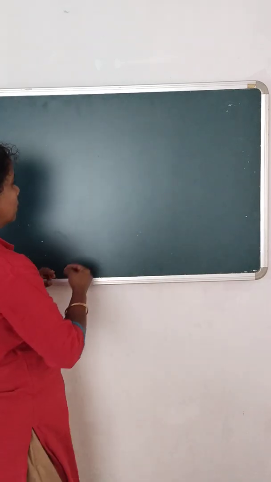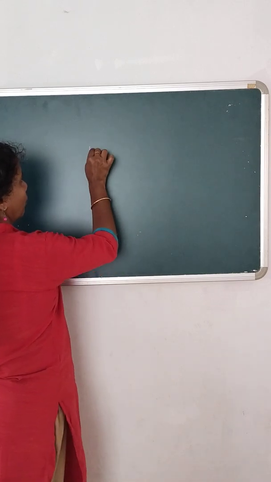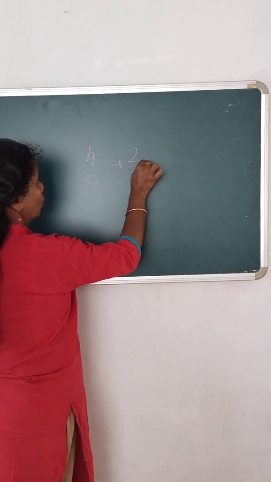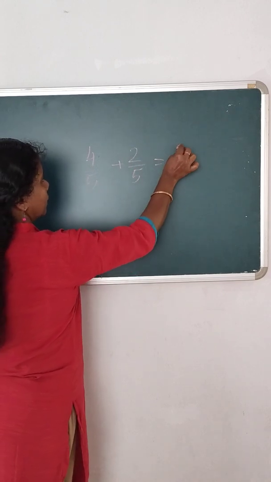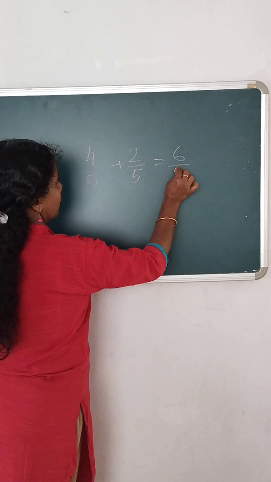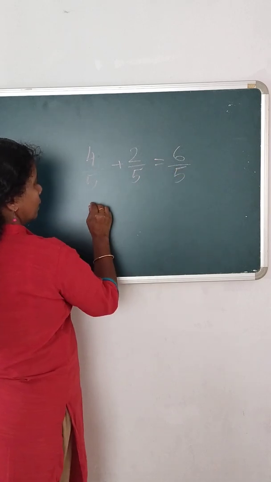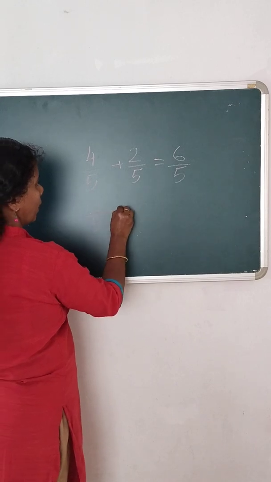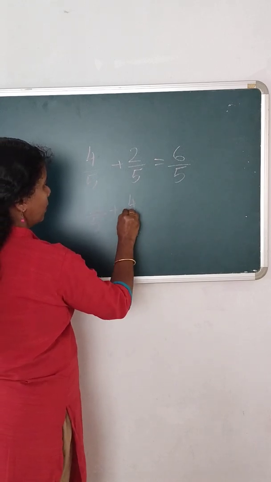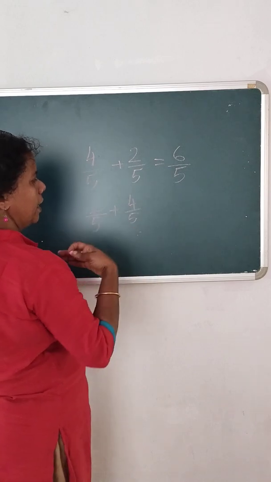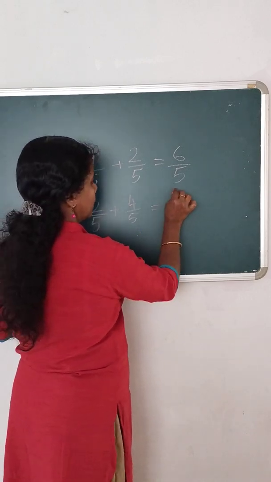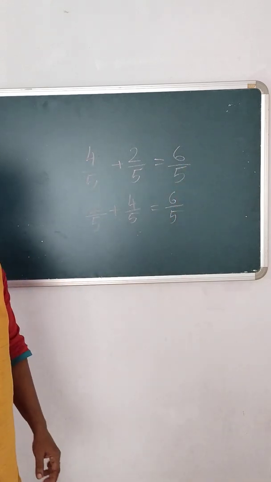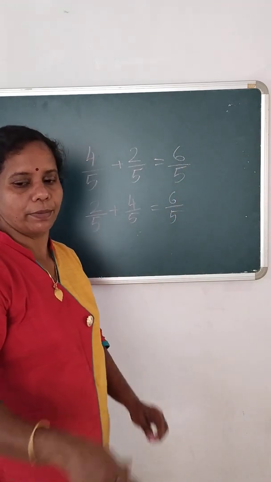So let's do some exercises for the commutative property. 4 by 5 plus 2 by 5 is equal to 6 by 5. And we can change it to 2 by 5 plus 4 by 5. We can add it in any order. Then we are getting 6 by 5. That is the commutative property. Which property is it? Commutative property.